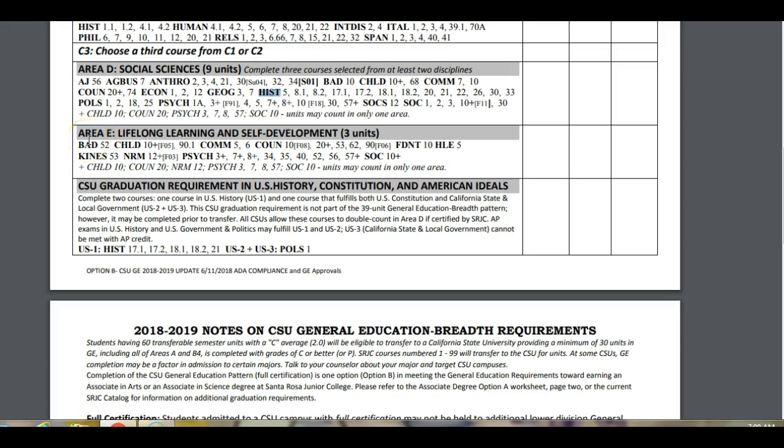Area E is 1 3-unit class. So you can take Child Development 10, you could take a counseling class, you could take Food and Nutrition 10, whatever's of interest to you.